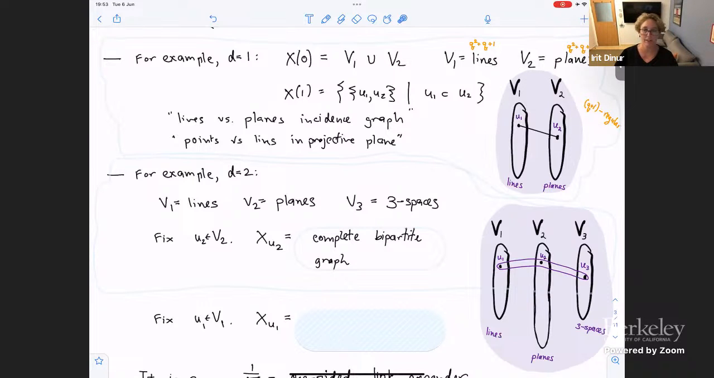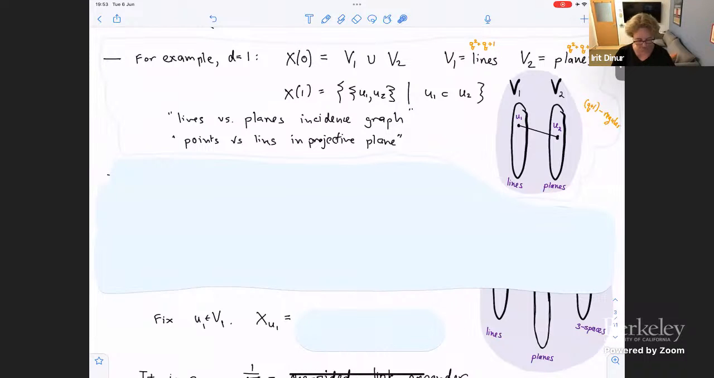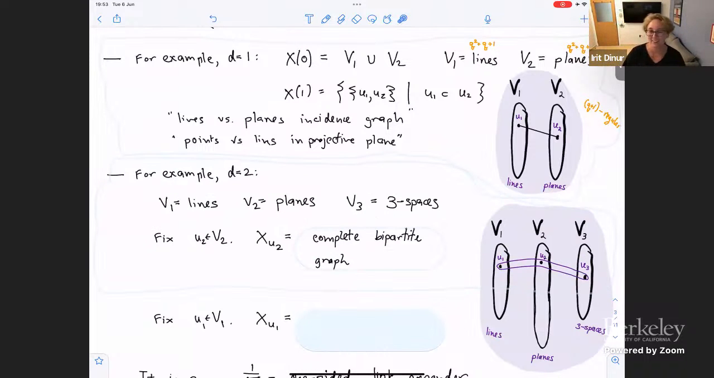Okay, first let's fix some element U_2, some plane, and let's look at the link of this guy. So the vertices are all the U_1s that are contained in this U_2, and all the U_3s that contain this plane. Okay, and the nice thing about this link is that every line that is contained in U_2 is also contained in every U_3 that contains U_2. So you get here a complete bipartite graph. Okay, so that's obviously a very good expander. If you're asking yourself, are the links good expanders? This link is very good.